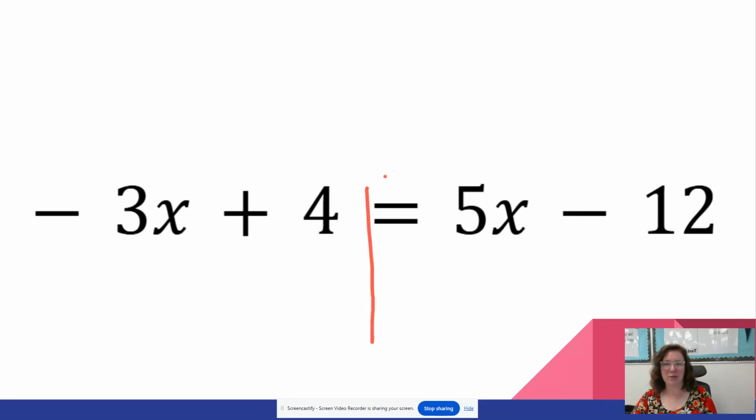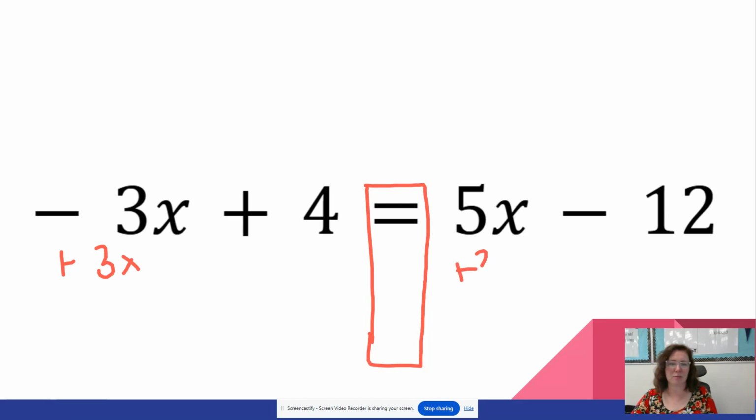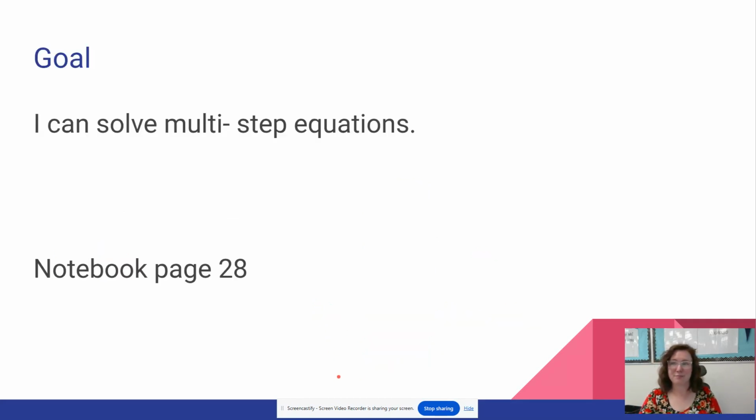Okay, now another one. A negative 3x and a positive 5. Again, personally, I like to get rid of the smaller one, which a negative 3 is definitely smaller. The opposite of a negative 3x is a positive 3x on both sides of the equal sign. So now we just have 4 equals 8x minus 12. Add 12 to both sides of the equal sign and divide by 8.